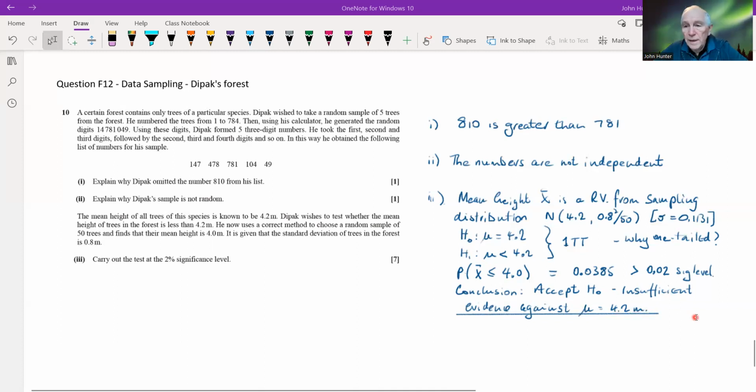Okay, so that is it really. It's just another example of hypothesis testing with the sampling distribution, with a little bit of randomness thrown in there as well. I hope it's been useful.